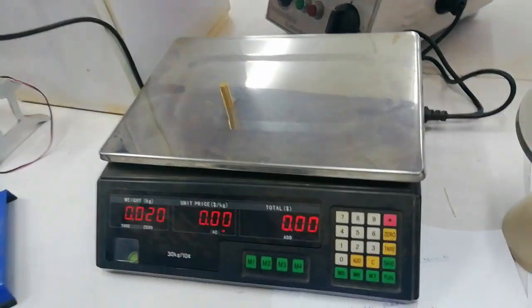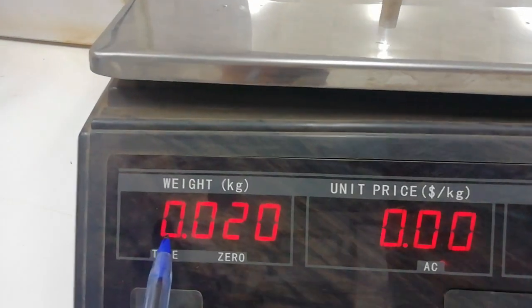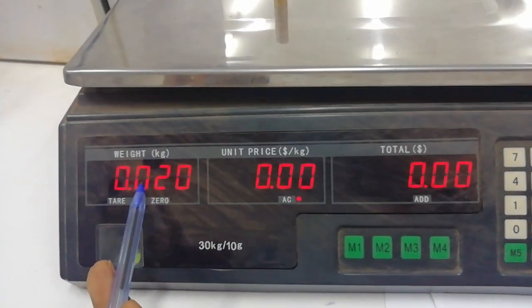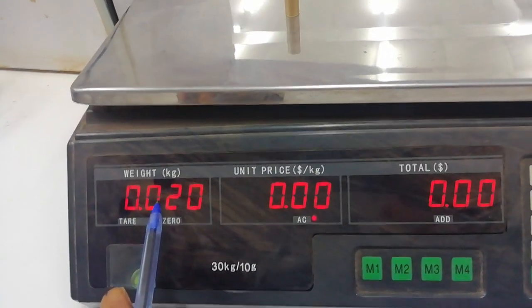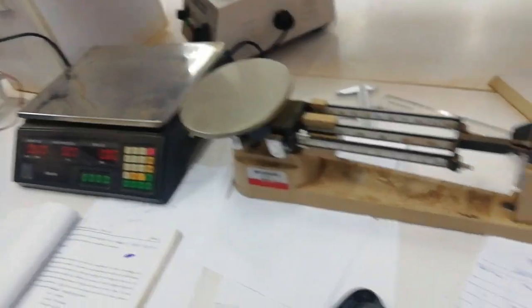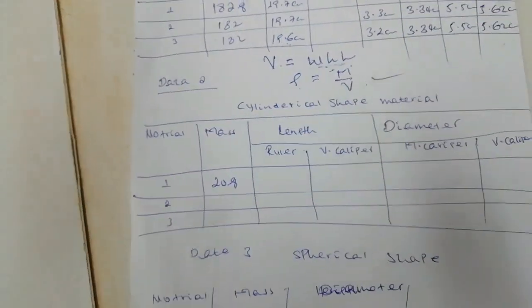So for this object, let us put it here. When you are putting it here, from this analog, its weight is around 0.02 kilograms. That means this is around 20 grams. This is the electronic balance. This is the triple beam balance. This is analog. This is digital. You use different types of materials when you are measuring based on this arrangement. So we put it here. This is 20 grams.